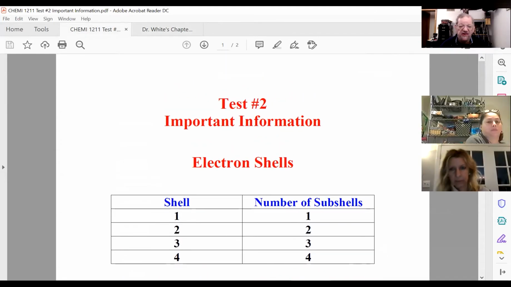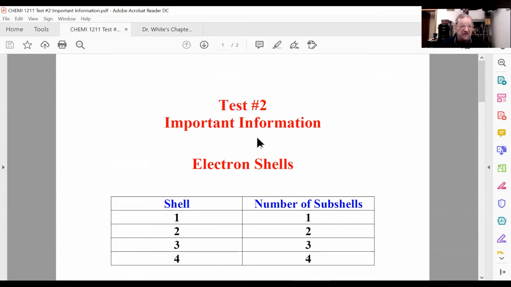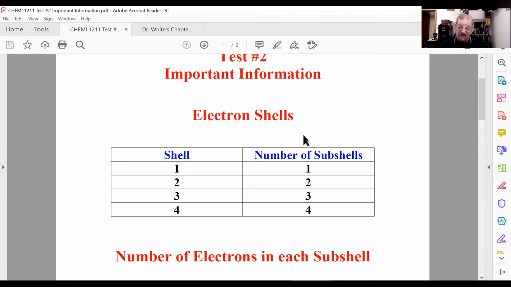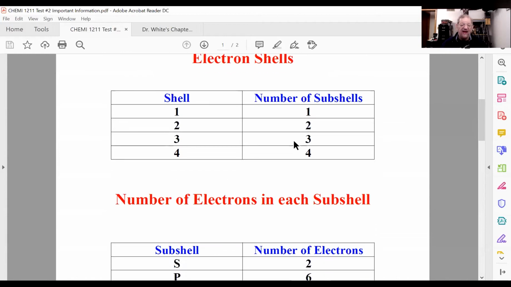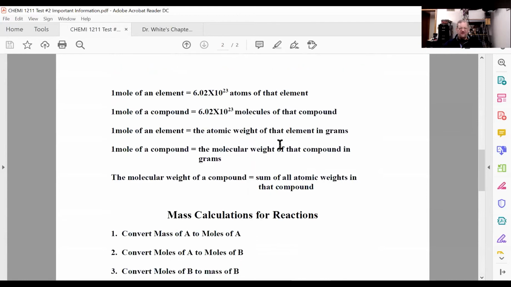thumbs up people, do you see important information test number 2? Thank you. I guess nod your head people too. All right, if you haven't looked at this, you should. This is in the lecture file of Blackboard for our course, and it's got the unique name, test number 2, important information. This will be the last 2 pages of your test that you'll be taking. This is stuff you don't have to memorize, but you should know how to use. And I would ask you to go through and look at this, and this should help you out.